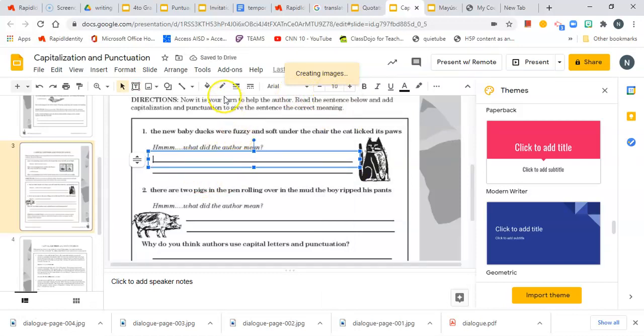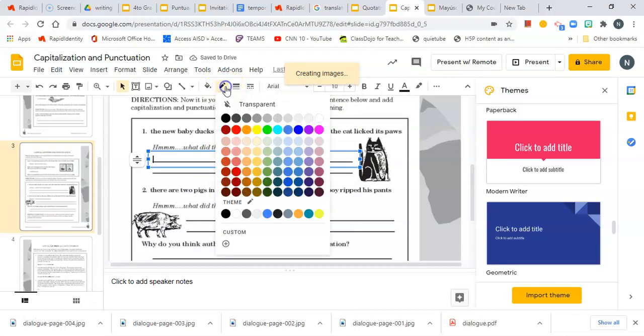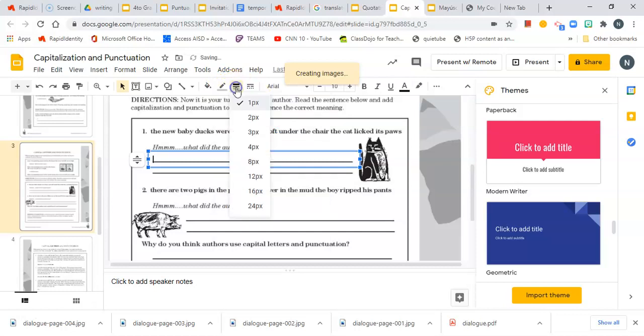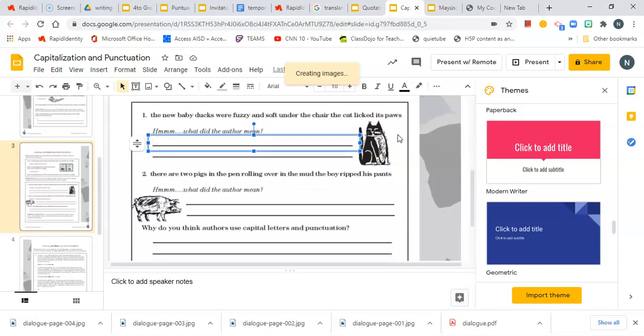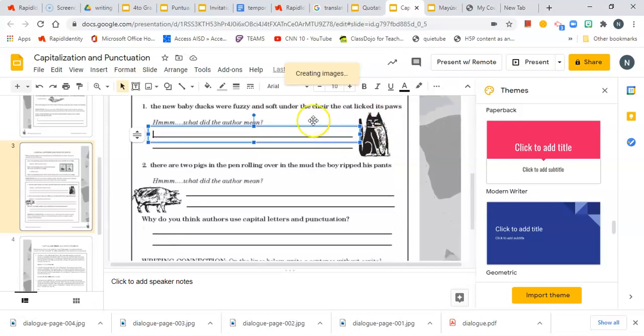Okay, so I'm going to use the border so that you can see that there's a text box there. The new baby ducks were fuzzy and soft under the chair, and the cat licked its paws. Okay, so you're going to write this whole sentence here, and then you need to add the capital letters and the punctuation. Add the period where it separates the first sentence from the second sentence.